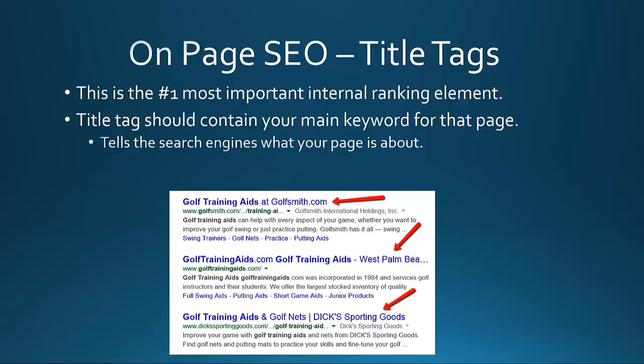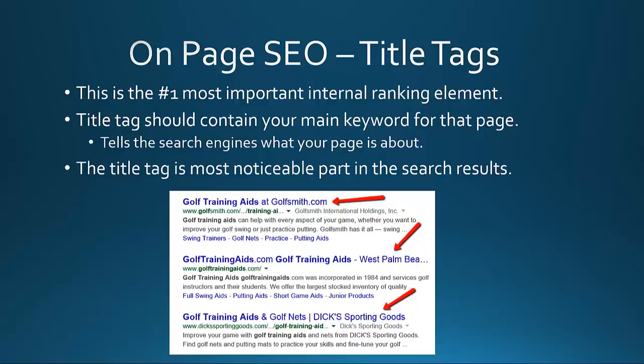Each page should have a unique title tag. The title tag tells the search engines what your page is about. So it tells Google, it tells Bing, it tells those search engines what your page is about. The title tag is the most noticeable part in the search results, as you can see from my example here. It is what people click on, and if somebody is searching for golf training aids and they see that bolded, they are going to click on it. That's why Google has bolded that phrase, because they want to make it as easy as possible for their users to identify the websites and searches that they've looked for.